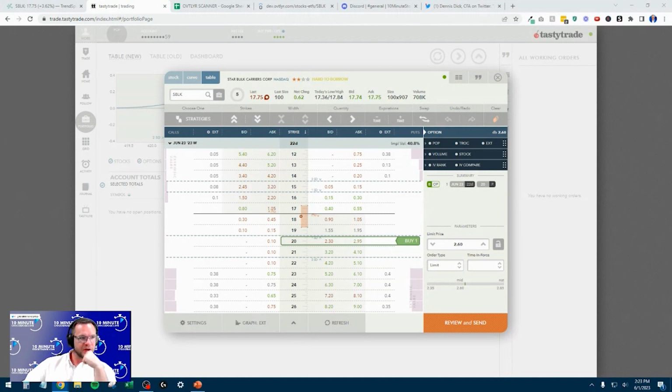Oh, snap. Filled right away. Sweet. All right. That was filled. Was it filled at 255? Yes. Okay. Filled at 255. I may have been able to get out better, but that's what it was filled at.